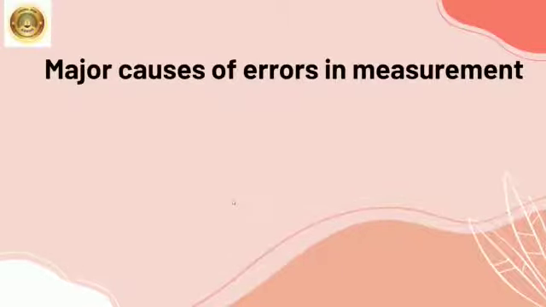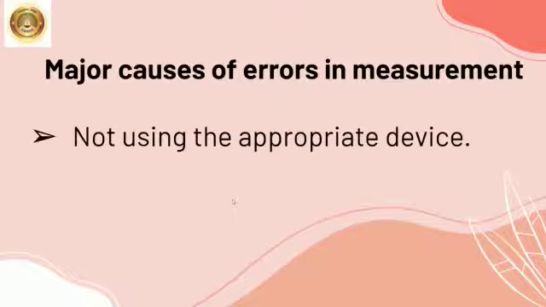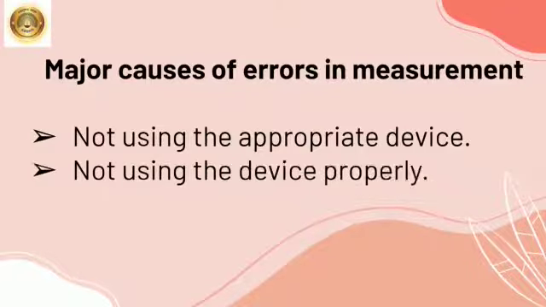Now let's see what are the major causes of errors in measurement. The first one, not using an appropriate device. And the second one, not using the device properly. At the grocery shop or the vegetable market, a proper balance or weights may not be used.